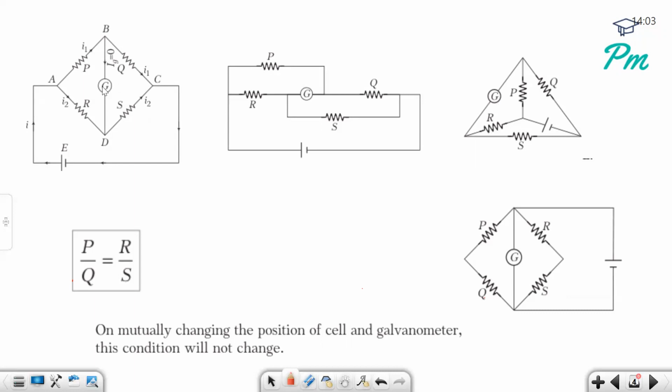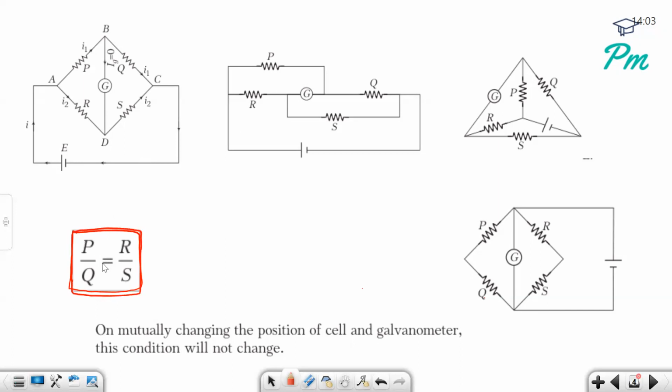And this is a very famous diagram, very popular diagram. This is the galvanometer and this is the source. This is P, this is Q, this is R, this is S. So in all these four cases, the same equation will be for the balancing condition. So you can apply this condition for balancing.